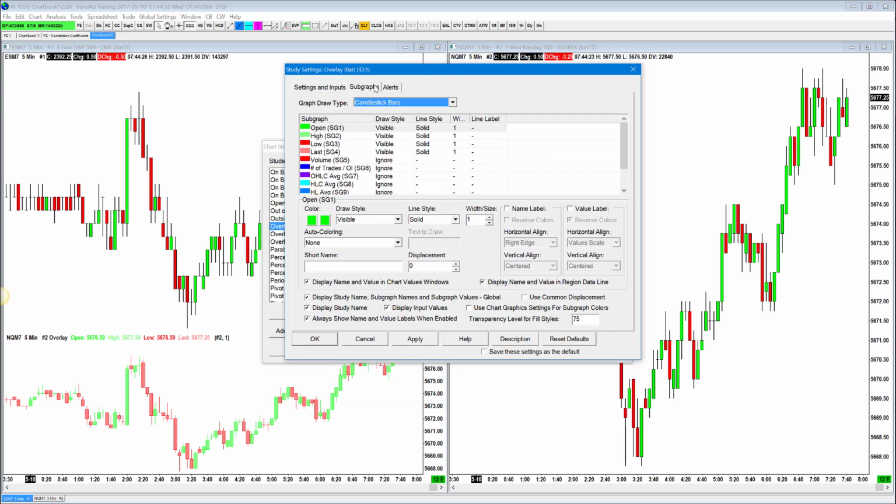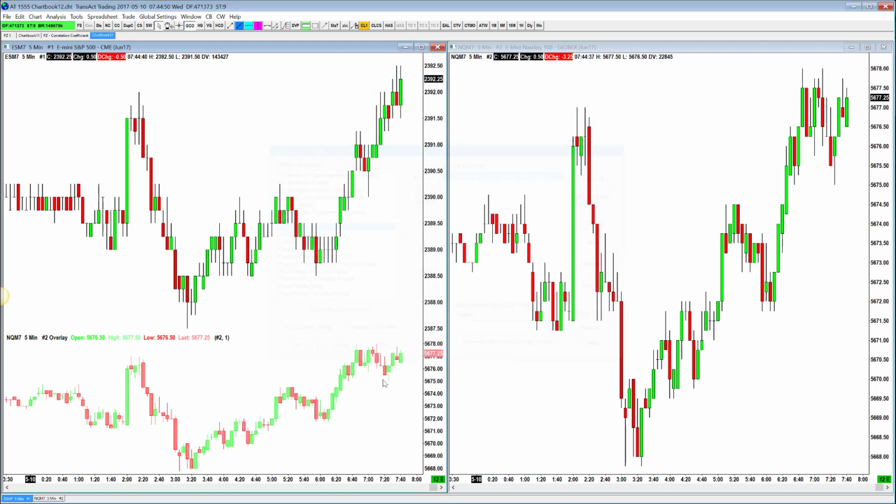Of course, in the subgraphs, you can change the color settings if you don't like the way it looks, and all that can be adjusted, but we'll leave that for another time. One thing I do like to note is that if you want to see the last price, you need to make sure you check the value label here for the last price. We can then see the price of the NASDAQ in the y-axis. I'll apply that, and now we've got the NASDAQ sitting below the E-mini S&P.